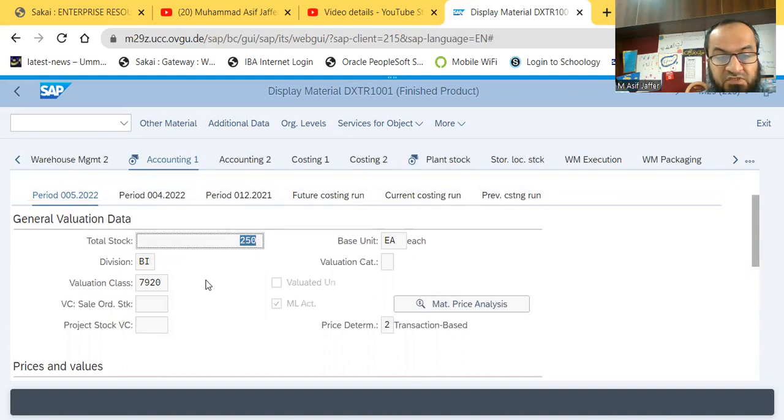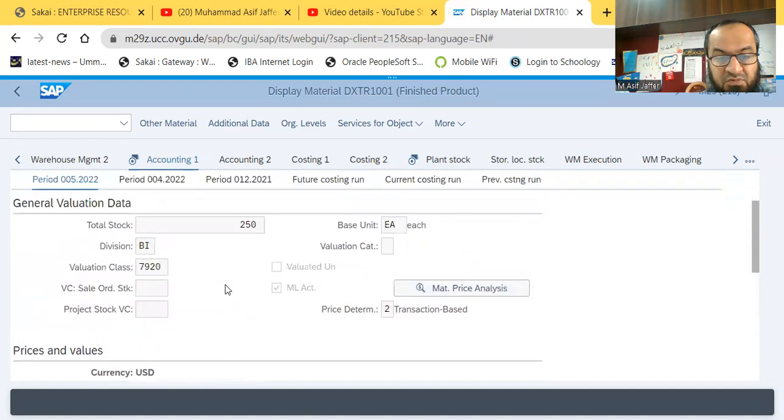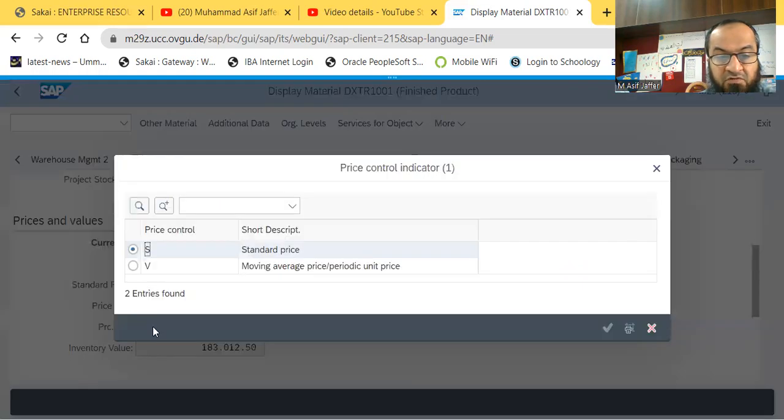So 250 units of this bike are available, and this is the standard price. Multiply this by the quantity, and we get the total value. This is also an important price indicator, price control. They have two options over here: one is the standard price and one is the moving average price.